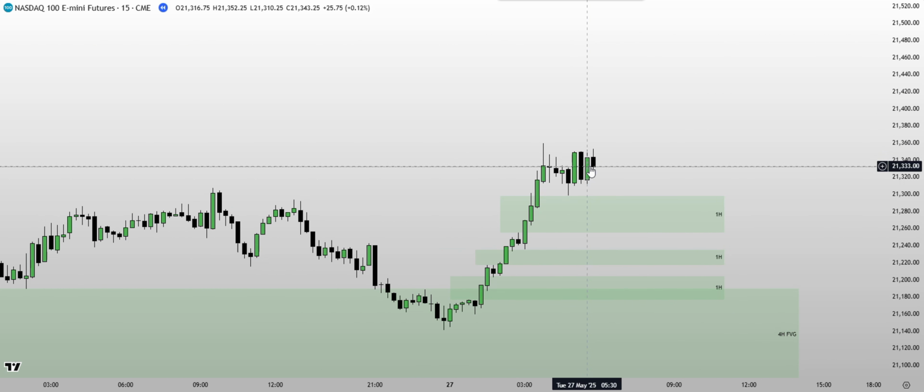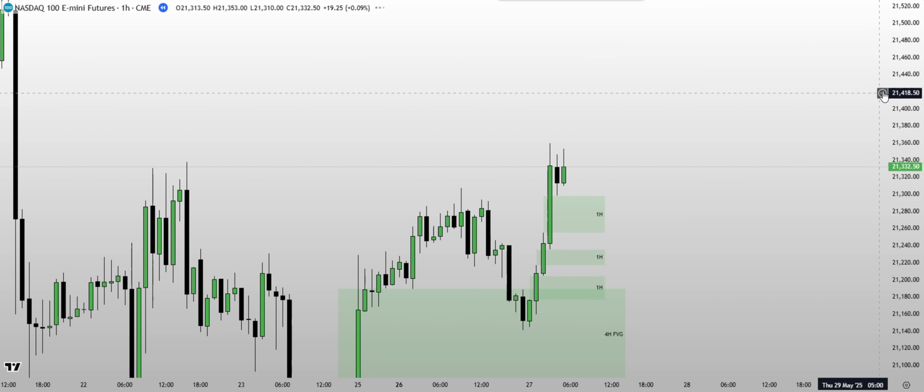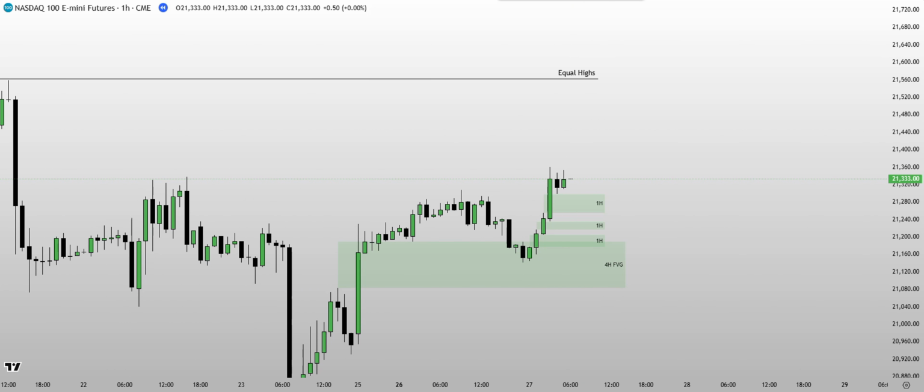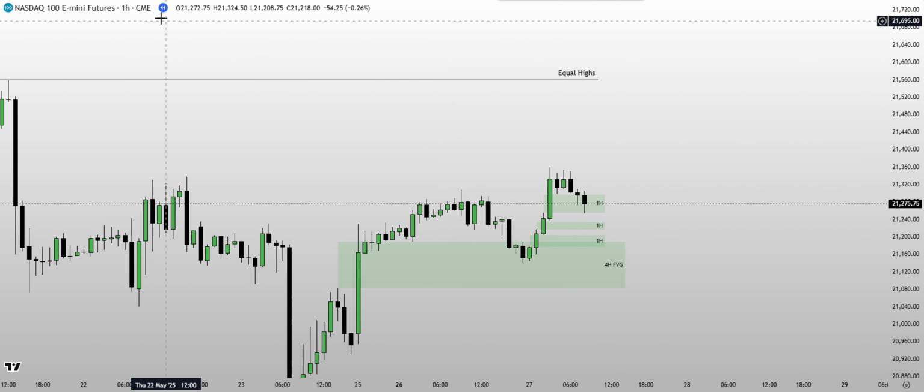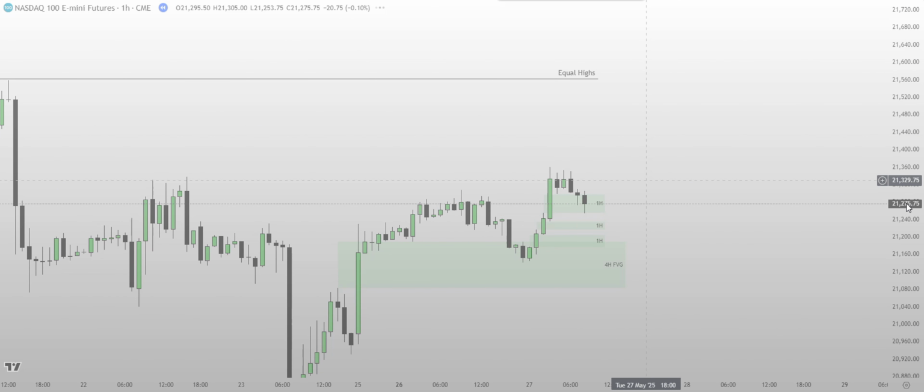So everything here is clear cut. Clearly, there was a willingness to head higher. So I'm going to go on the 1-hour and we're going to approach this AM session, and I want to see what price does from this point. What do we do here?